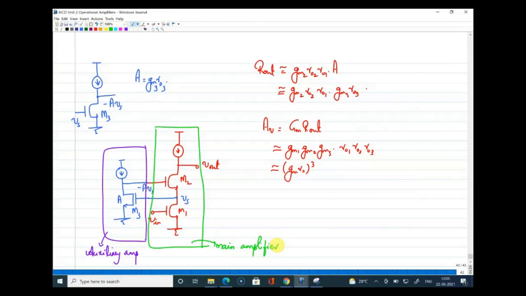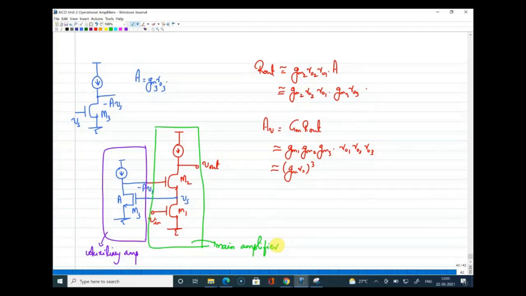Any doubts on this gain boosting technique? But sir, yes, we are still using 3 transistors, but not on the same stack. That is a catch. So, excuse me, sir. Yes. What is the difference between doing this and using cascades, sir?